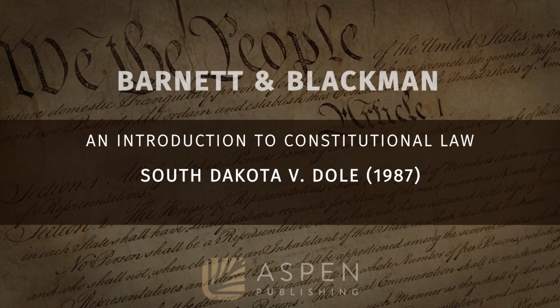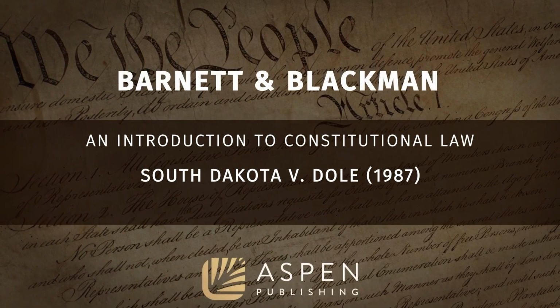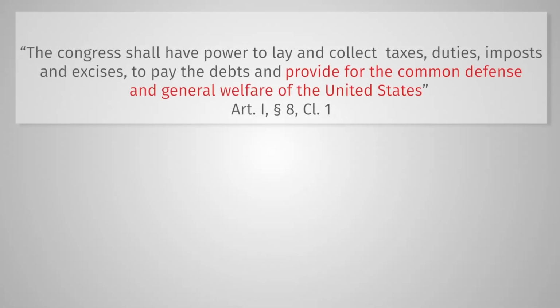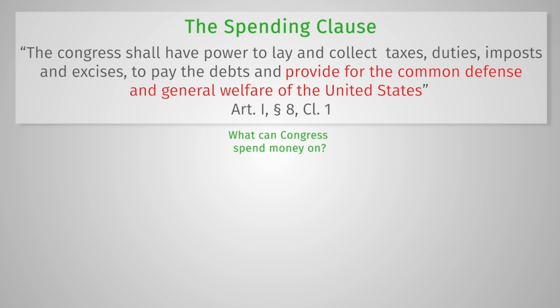South Dakota versus Dole, 1987. The Constitution gives Congress the power, quote, to lay and collect taxes, duties, and imposts and excises, to pay the debts and provide for the common defense and general welfare of the United States. This provision is often referred to as the spending clause, even though there is no explicit authority that allows Congress to spend money. Because this power is not expressly enumerated, a constitutional debate arose in the early days of our republic. What can Congress spend money on?